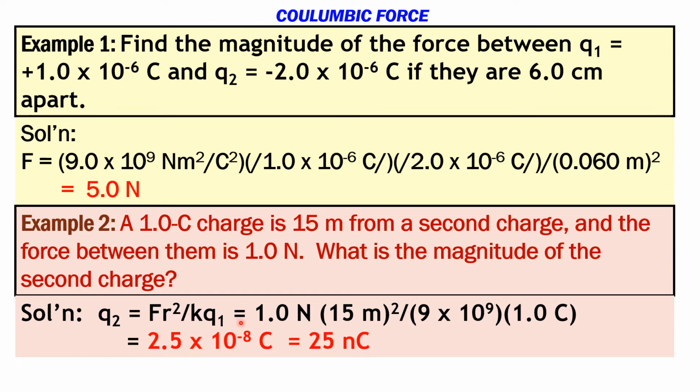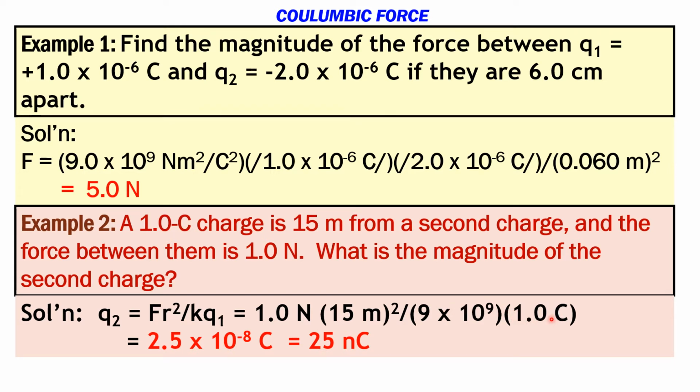And substituting, we have 1 Newton multiplied by the square of the distance, which is 15 meters, all over the constant K, 9 times 10 to the 9. I did not include the units anymore because it's kind of long and I will run out of space. So sorry for that. And then that will still be multiplied by 1 coulomb.